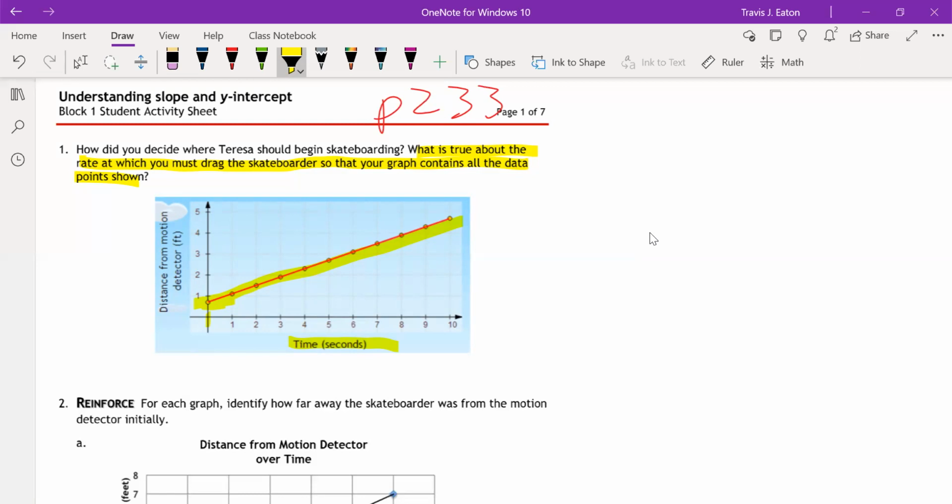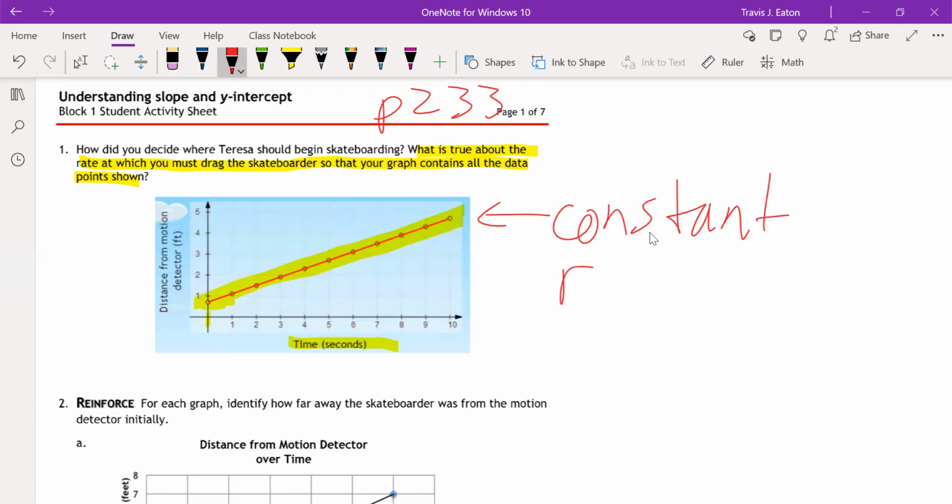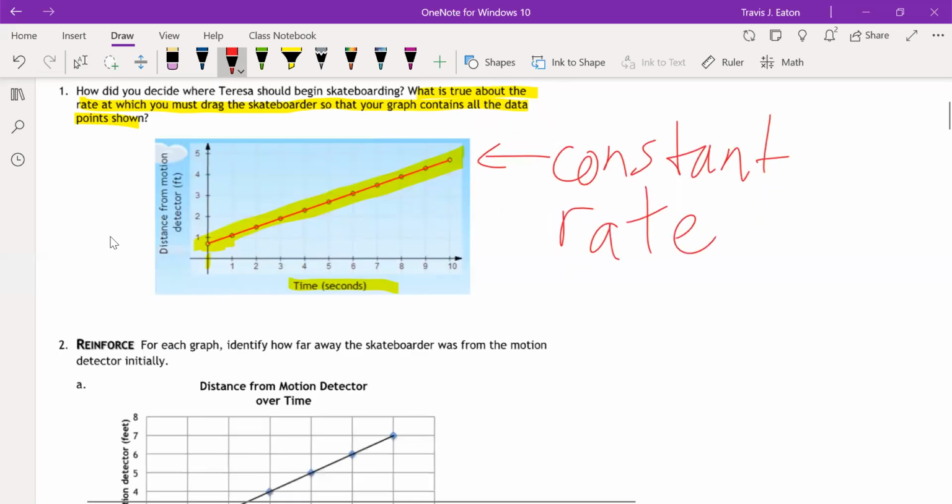To me, it doesn't look like she's going super fast or super slow. But because we have this straight line, it is definitely a constant rate, right? We can definitely agree that the skateboarder is being pulled at a constant rate. And that's important because if you don't have a constant rate, you're not going to have the straight line. Okay. So let's go on to the next question.